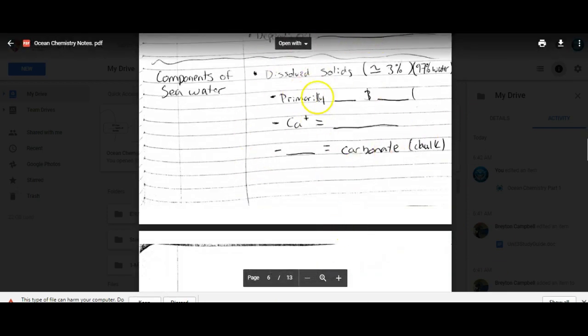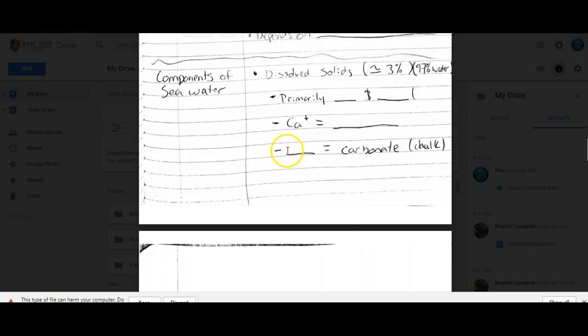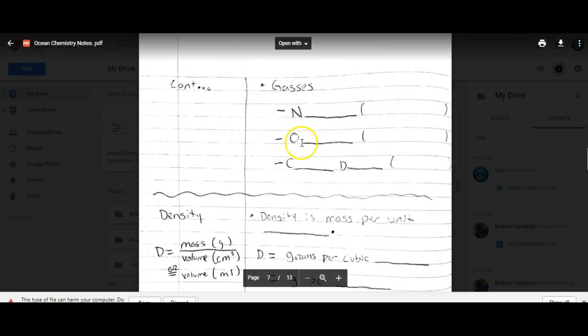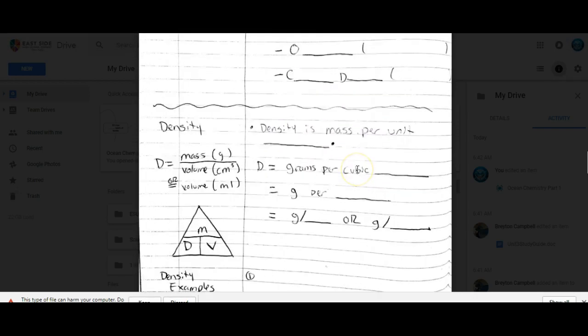So this one right here is primarily sodium chloride. This is the one on Quizlet, so sodium and chloride. And this one is calcium. This one is CO3. You can put the CO3 minus if you want. Down over here were gases. You have nitrogen, oxygen, carbon dioxide.